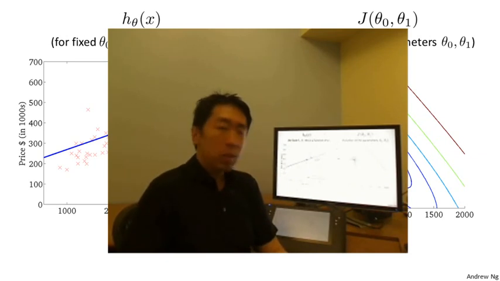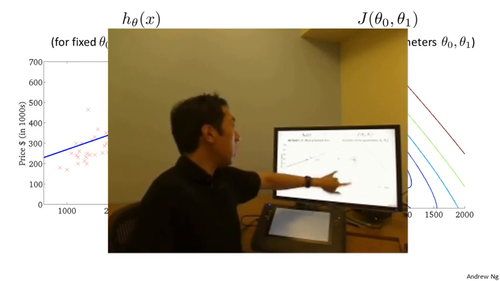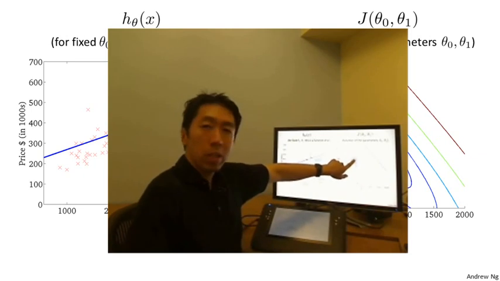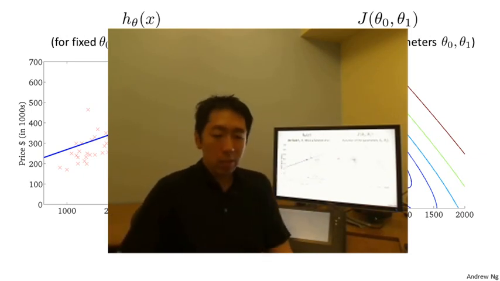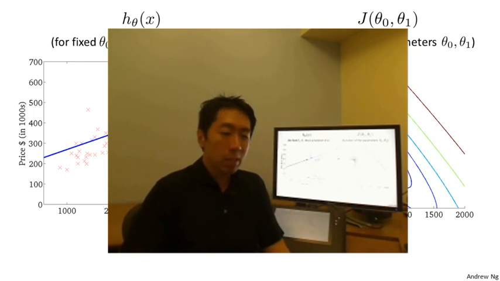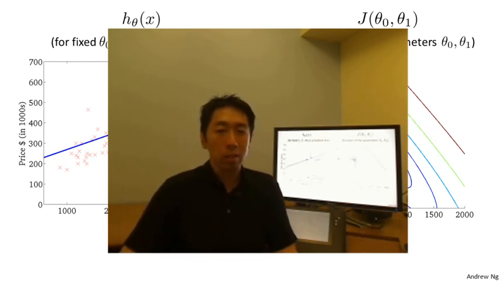And so what we want is to have software to find the values of theta 0, theta 1 that minimize this function. And in the next video, we'll start to talk about an algorithm for automatically finding the values of theta 0 and theta 1 that minimize the cost function J.